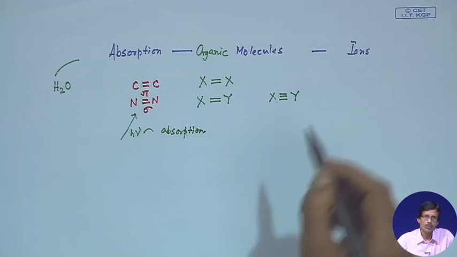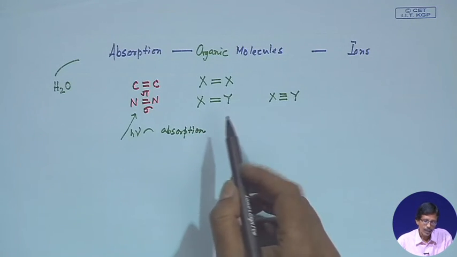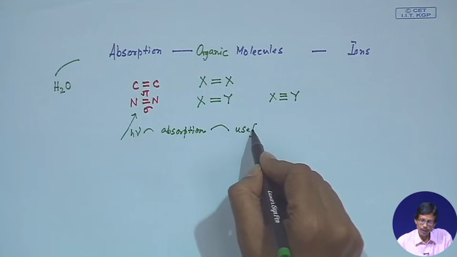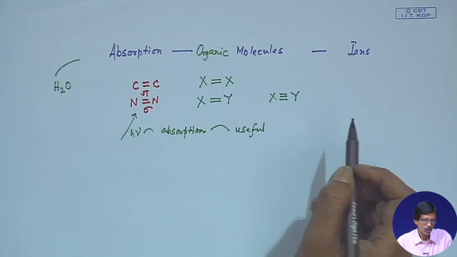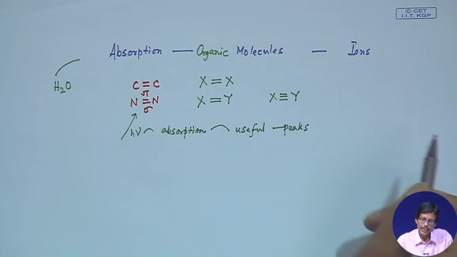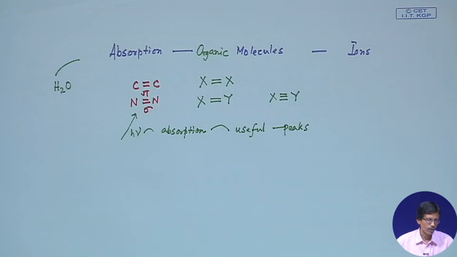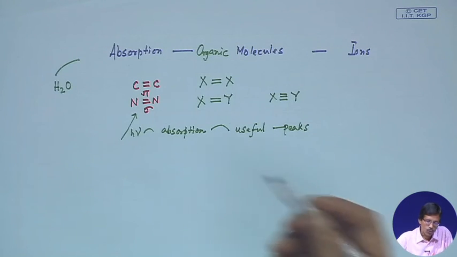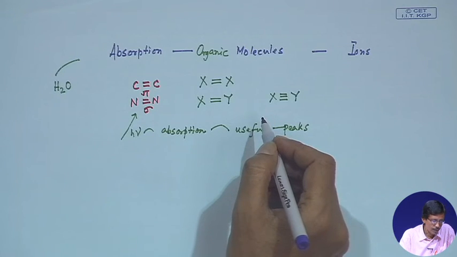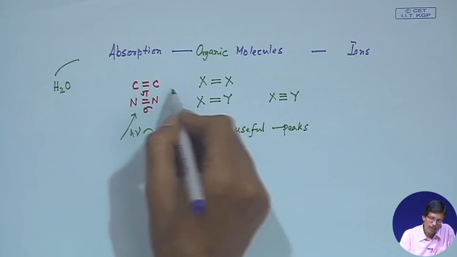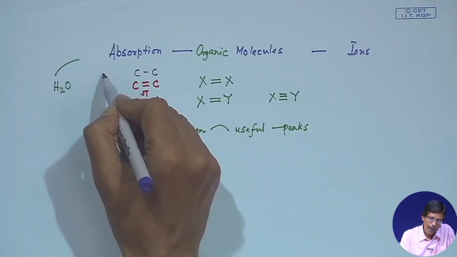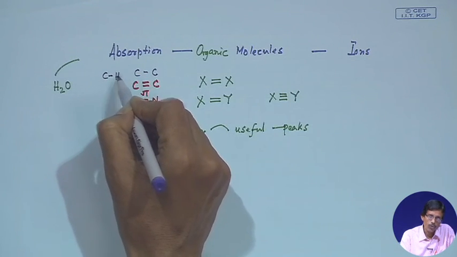So, what happens due to that absorption? The absorption should be useful for our measurements. That means it gives useful peaks in the electronic spectrum. So, in this particular case, not only the CC double bond, we can think of the CC single bond also and the CH single bond also.